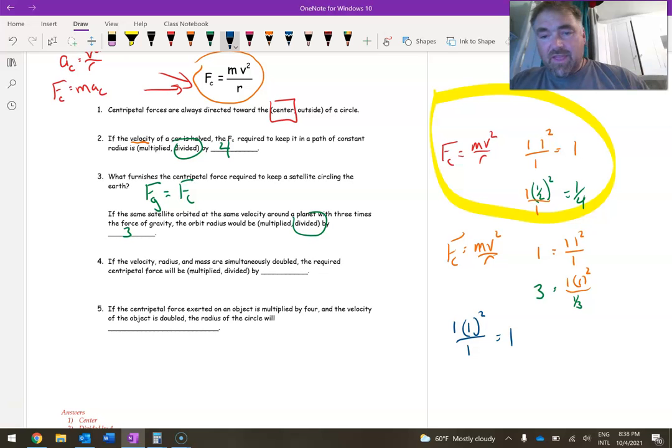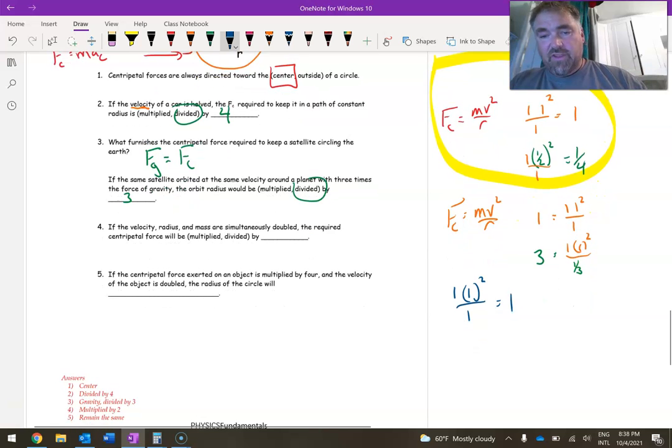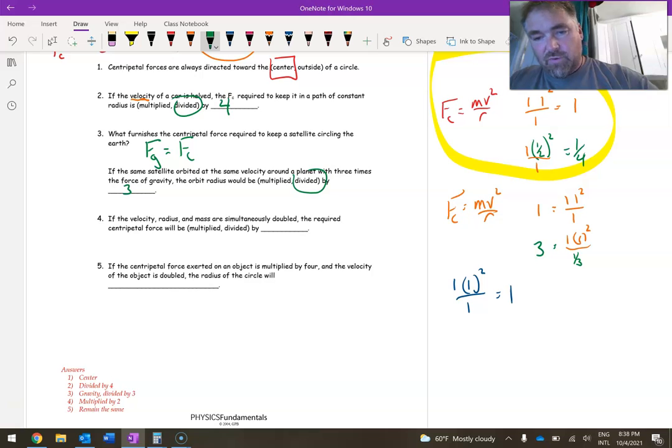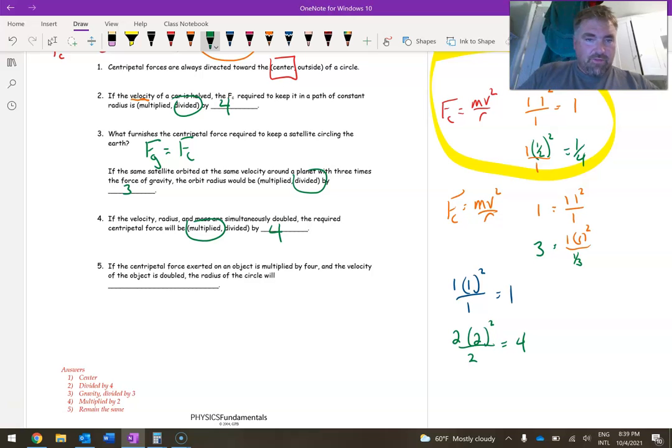Now we're going to double everything. We're going to double the velocity, radius, and mass. So instead of 1, we're going to make this 2, this 2, but don't forget to square it, and this 2. And now you get 2 times 2 squared over 2, and you end up getting that it's going to be 4 times as much. So it's going to be multiplied by 4. By the way, that should be not multiplied by 2, but multiplied by 4. I'm going to have to change that on the answer key.